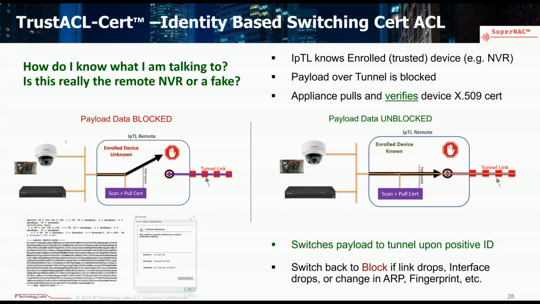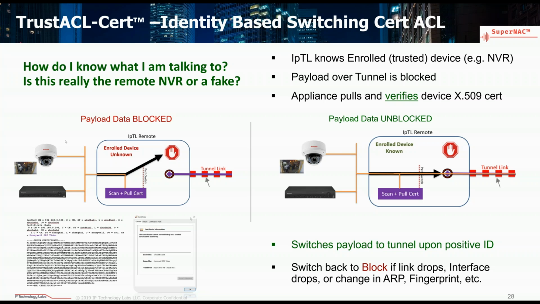Now, one of the ways we provide conditional access control is using and verifying the cert of a local appliance. Any appliance that offers an HTTPS web server can be queried with our TrustACL cert feature. And once we get the cert, we can verify it in several ways, including a normal public key or using a loaded root cert in our device to verify it.